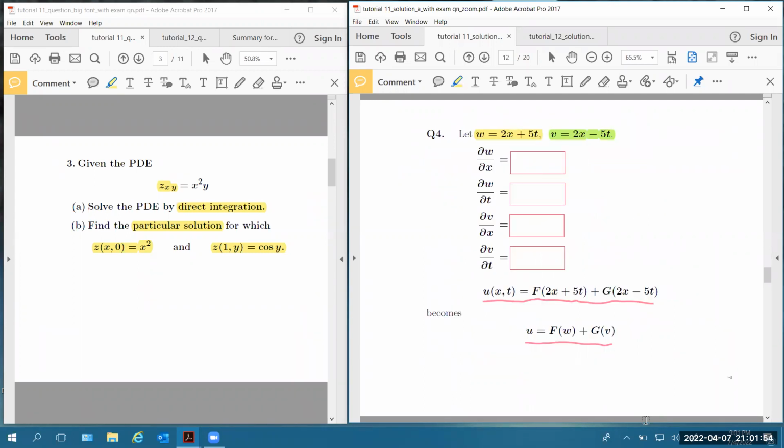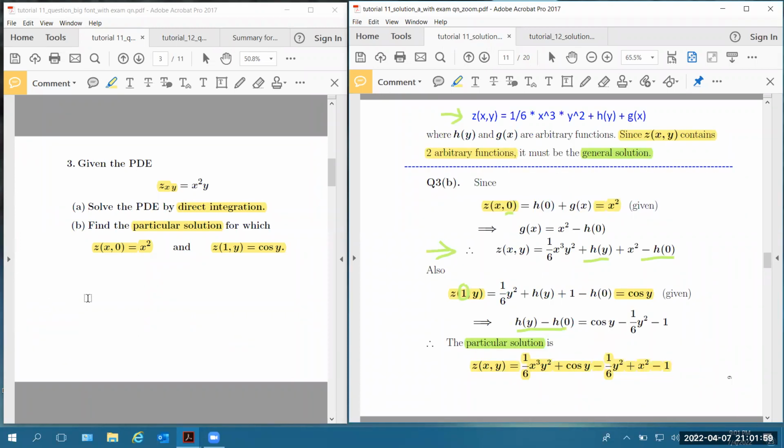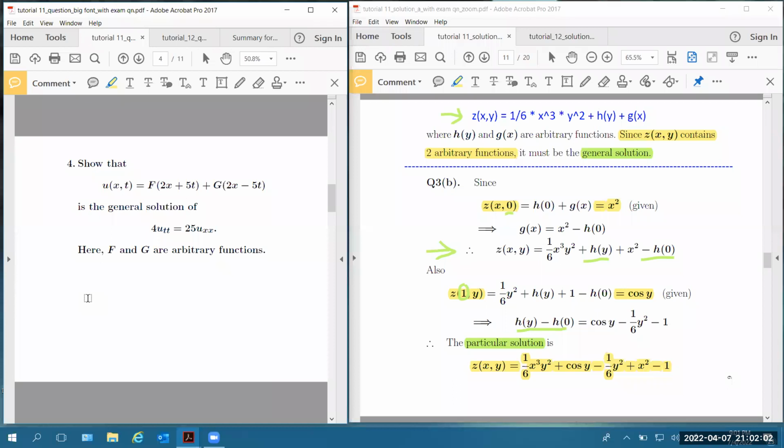Okay, so now, I shouldn't show this one first. Let's go to the question now. Let's do number 4 now. Show that u(x,t) equals f(2x plus 5t) plus g(2x minus 5t) is the general solution of this PDE. Here f and g are arbitrary functions.